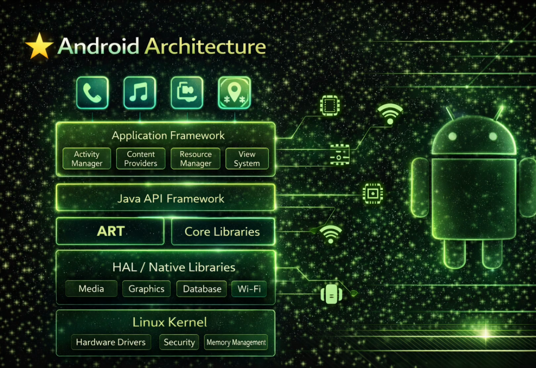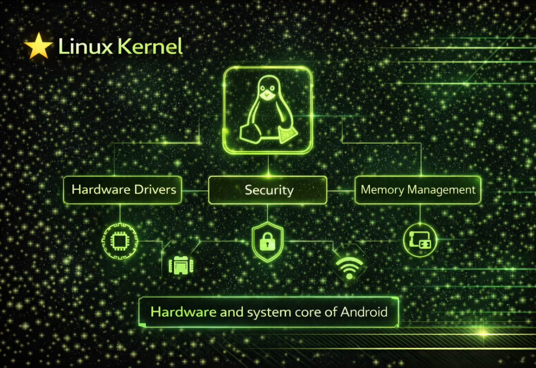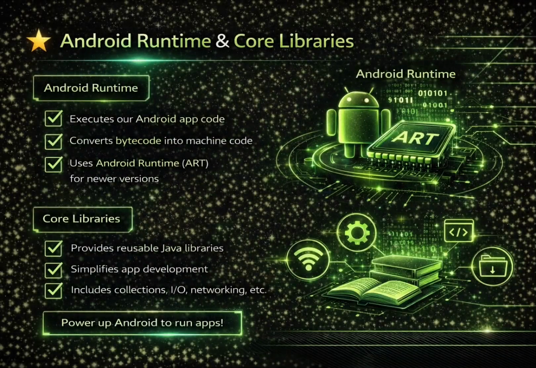Android architecture. Android is designed in multiple layers. Each layer has a very specific responsibility. 1. Linux kernel. This is the foundation. It interacts with hardware like display, camera, Bluetooth, storage, etc. 2. Runtime and core libraries. This includes the Android runtime, which executes app code. This also handles memory management, performance, and compilation.